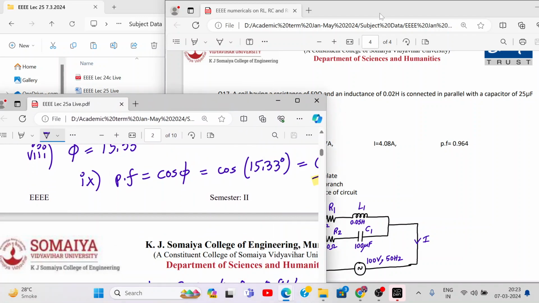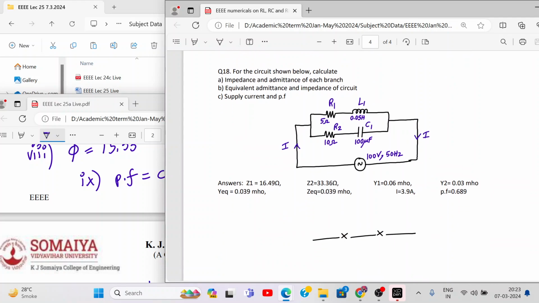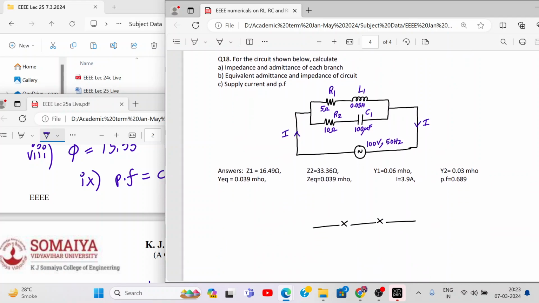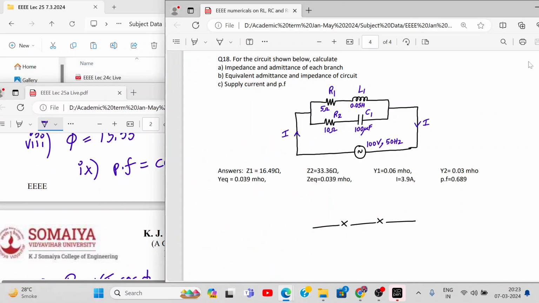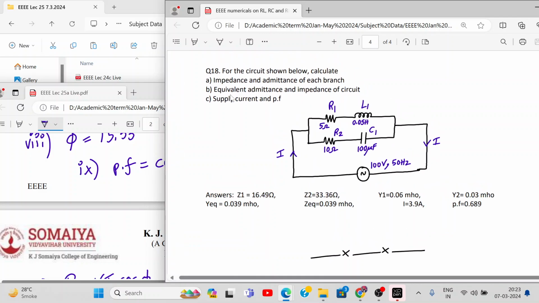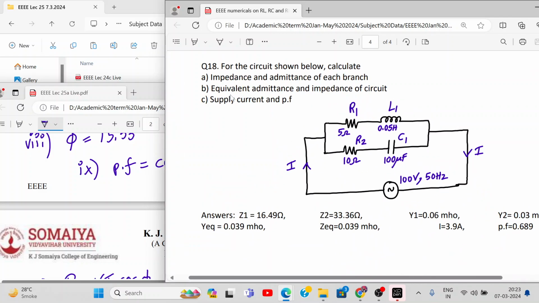Okay. So now we come to the last numerical for series RC, parallel RC, series RL, parallel RL, series RLC, parallel RLC. So all the numerical combinations are covered with this 18th numerical. So let's read it. For a circuit shown below, calculate the impedance and admittance of each branch. Calculate the equivalent admittance and impedance of the circuit, supply current and power factor.